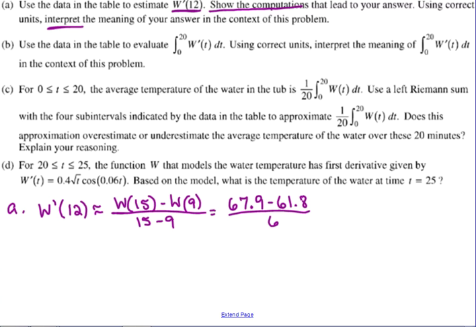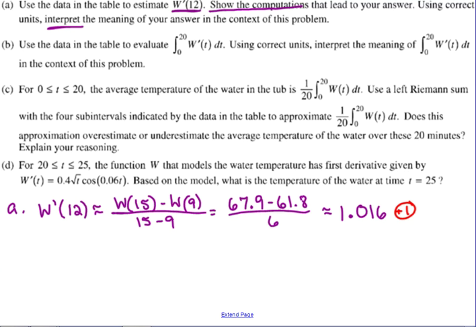It's calculator active. I know these aren't difficult numbers to subtract, but why risk making the mistake? Just go ahead and plug that into your calculator, and you get 1.016 if you truncate, or 1.7 if you round. They will accept either one. So there's 1.4, that is your estimate, and we need to interpret that.